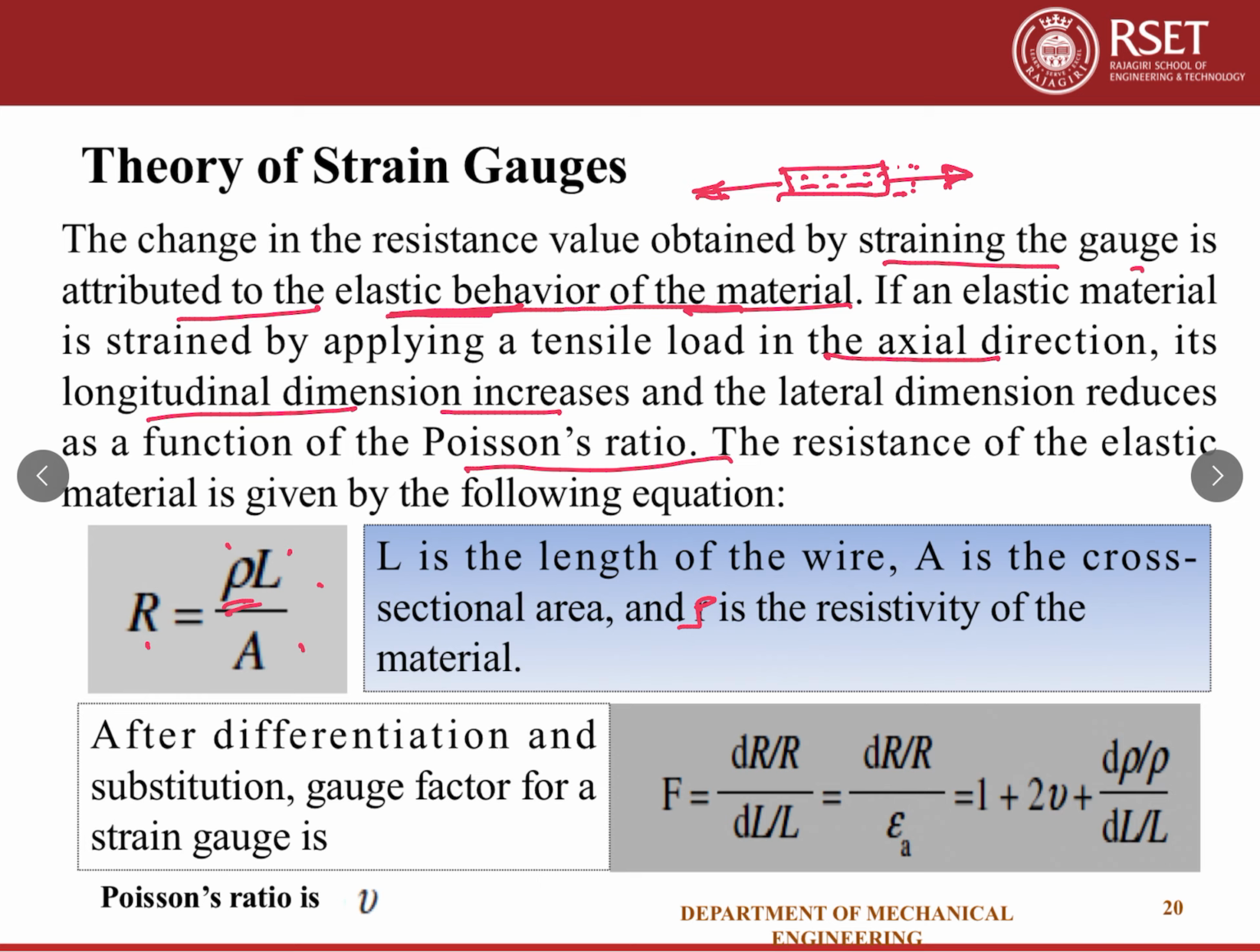After differentiation and substitution, the gauge factor for the strain gauge is obtained. GF is equal to dR by R divided by dL by L. Once we differentiate and apply the substitution, the final gauge factor is 1 plus 2 nu plus d rho by rho, divided by dL by L, where nu is the Poisson's ratio.